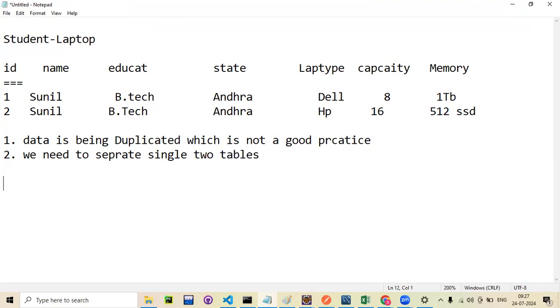Then what will I do? See, first one table is student: ID, name, education, state. Now one record: Sunil, BTech, and Andhra. Now the second table is laptop.